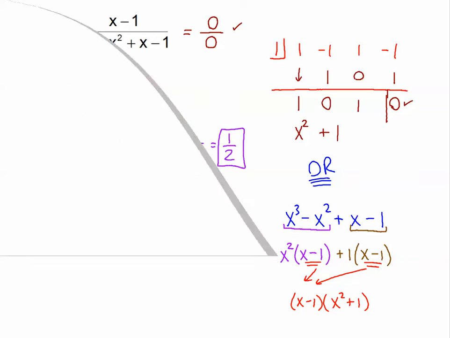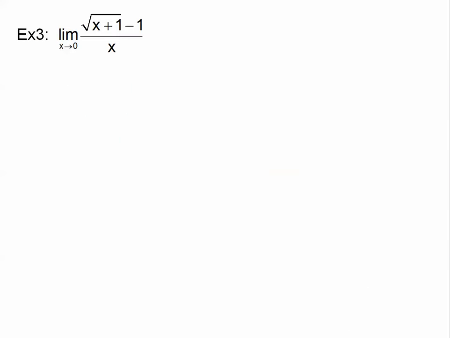So let's look at our final example here in this tutorial. We've got the limit as x approaches 0 of this function. Obviously, I cannot plug a 0 into the denominator because if I did, I would get a 0. If I plug a 0 into the numerator, I get the square root of 1, which is 1, minus 1. I also get my 0, so that's good news.